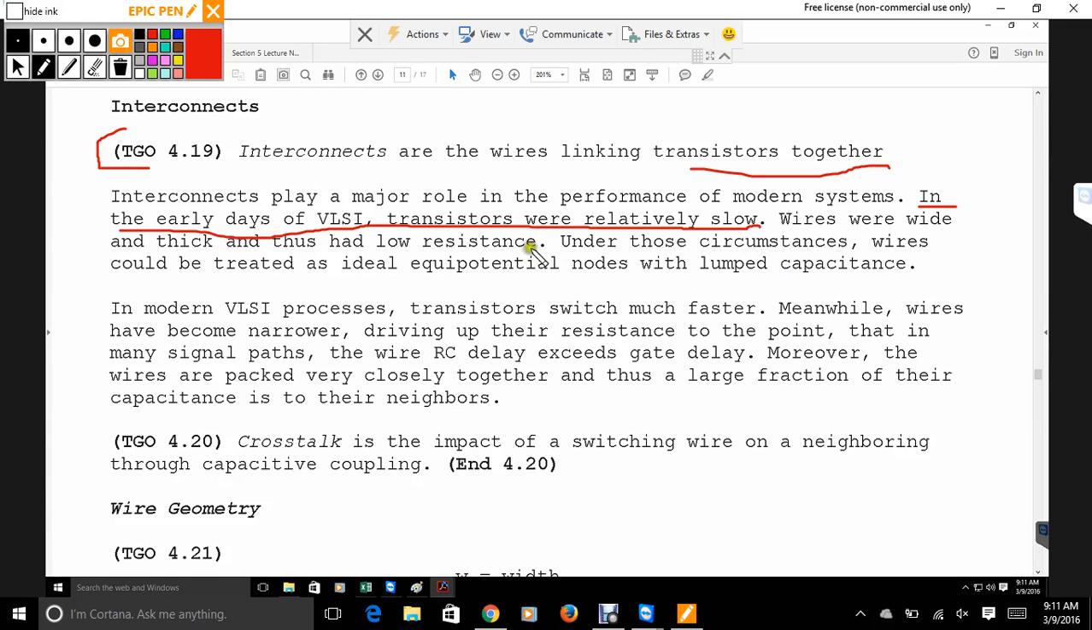So in early days of VLSI, transistors were relatively slow. So you had these slow transistors. You have this huge scale. You have to have very high voltage in order to reach your inversion region.